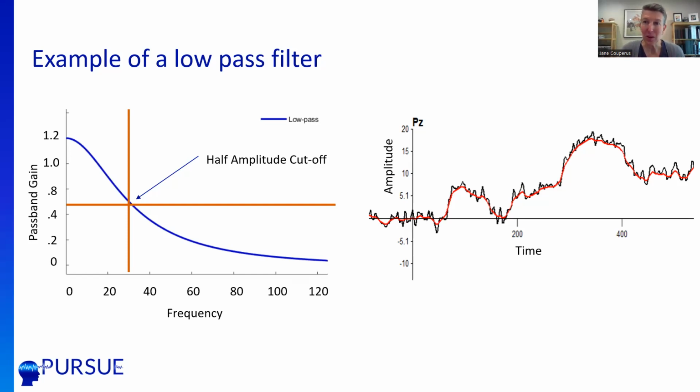You don't really need to understand what passband gain means. All you really need to understand from this is the farther you get along, the higher the frequency, the less that is getting through. And that's what you want. And the half amplitude cutoff is where about 50% is getting through. And that's what we're setting for our MERC.